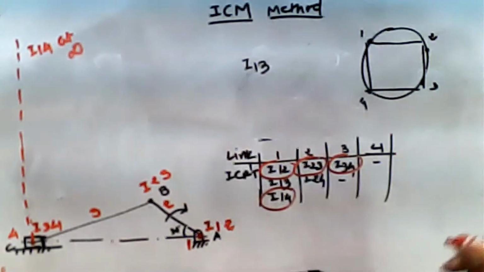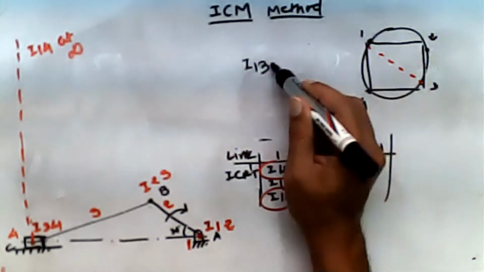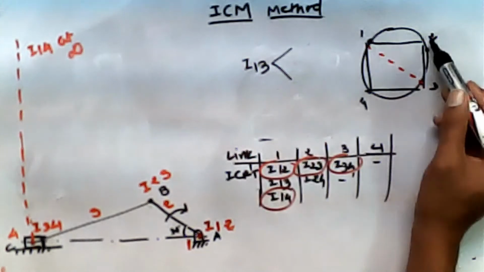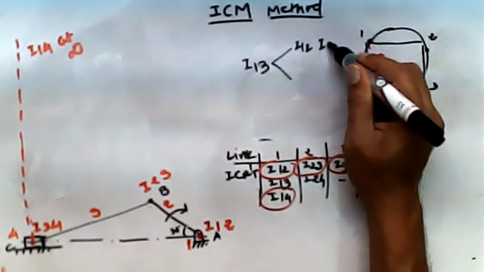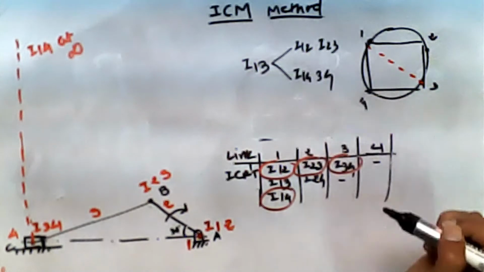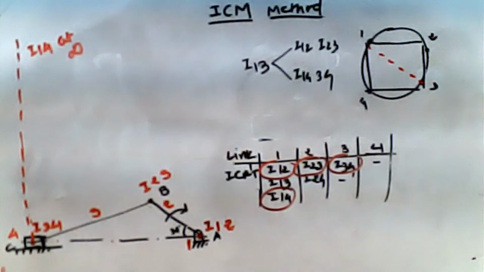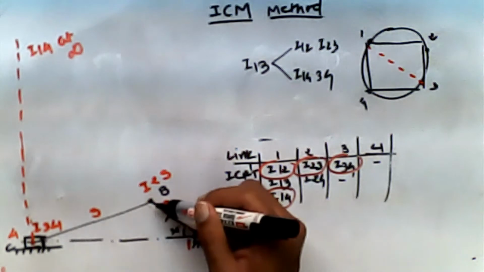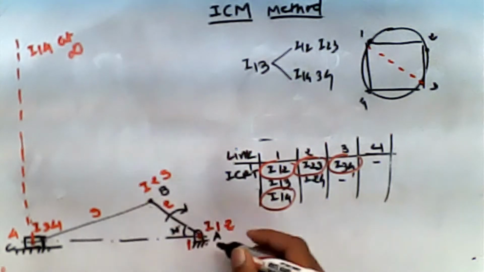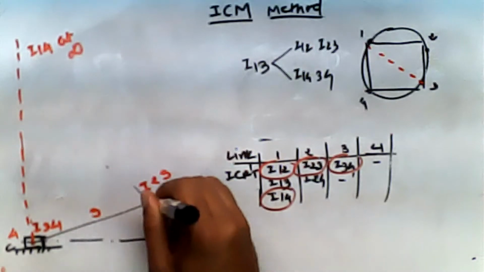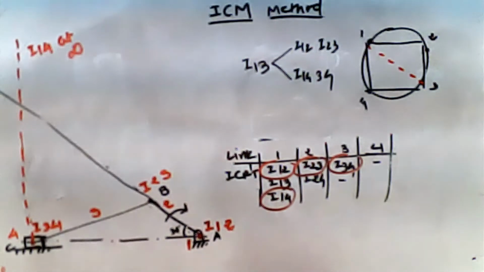So you can get this instantaneous center 1 3 by joining 1 2 to 3, and here 1 4 3 4, correct? So here first is 1 2 2 3. Where is 1 2? 1 2 is here, 2 3 is here. So 1 2 2 3, I'm joining them and simply extending them.